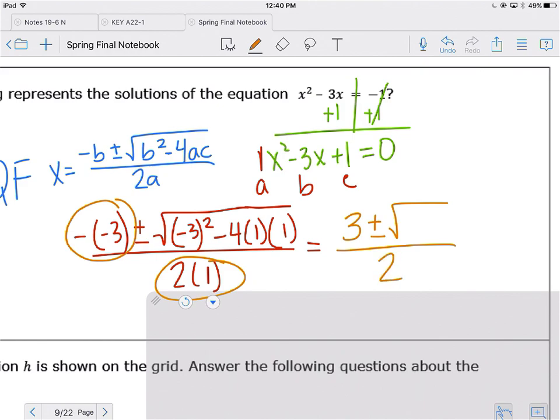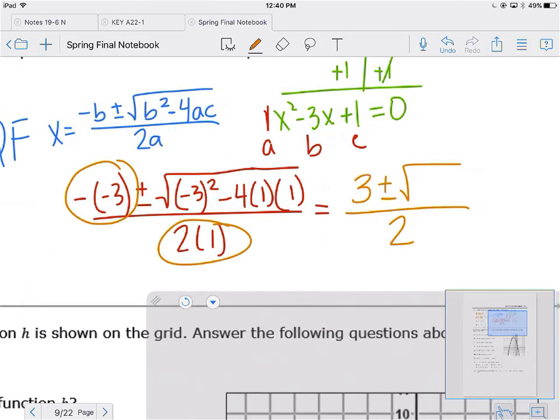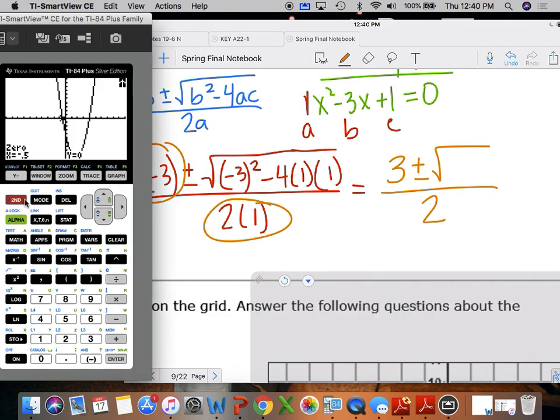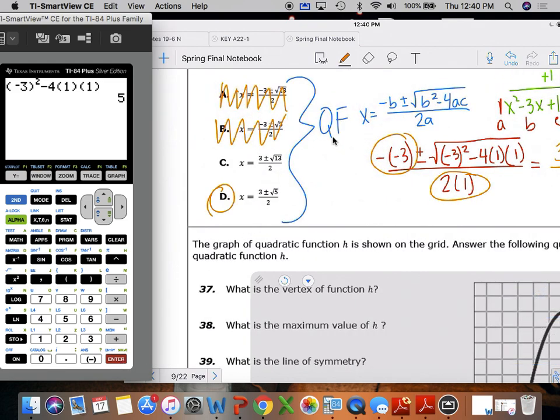So I'm going to go look at my answer choices and see if there's anything I can mark out. For example, A and B do not have positive 3's at the beginning. C and D both have 3 on the top and 2 on the bottom. So now I need to plug in everything that is under my square root except the square root. So under my square root, I have parentheses -3 squared minus 4 times 1 times 1. And I have the square root of 5, which is answer choice D.